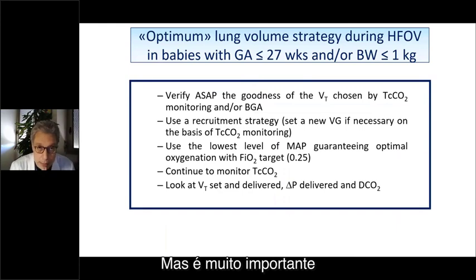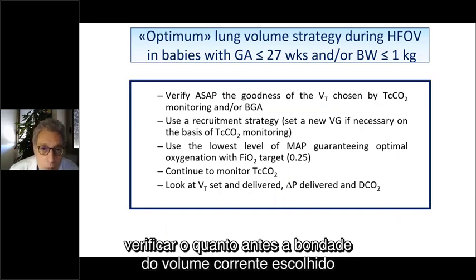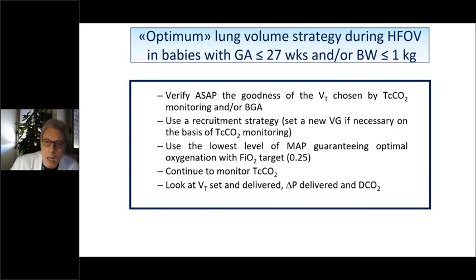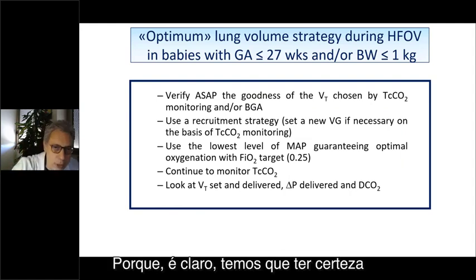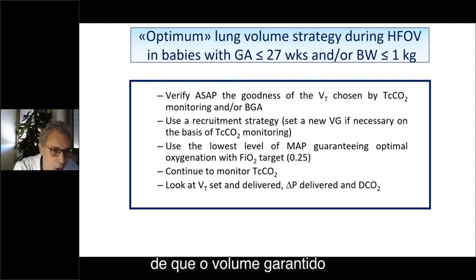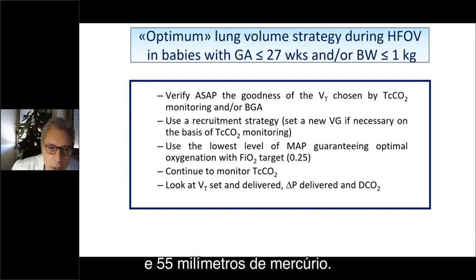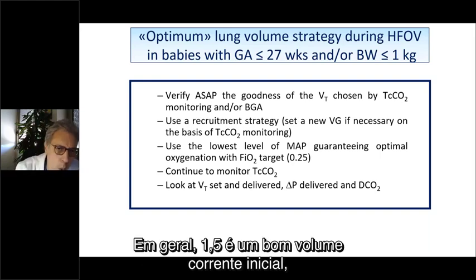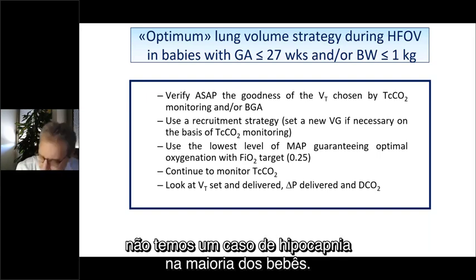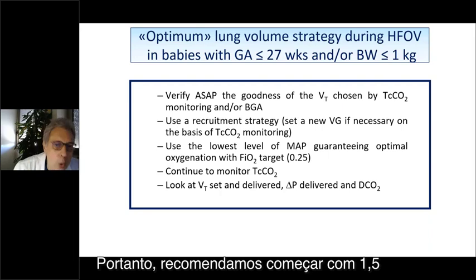But it's very important to verify as soon as possible the appropriateness of the chosen tidal volume by transcutaneous CO2 monitoring and/or blood gas analysis, because of course we have to be sure that the volume guarantee used in this baby is appropriate to guarantee the target PCO2 between 45 and 55 millimeters of mercury. In general, 1.5 is a good starting tidal volume. We don't have cases of hypocapnia in most of the babies, so we recommend to start with 1.5.